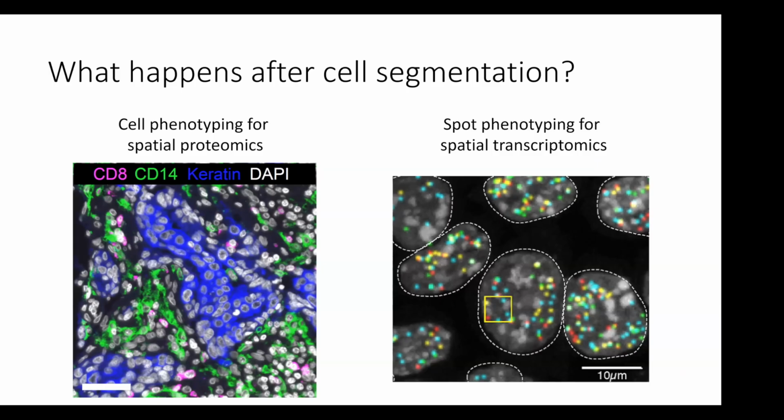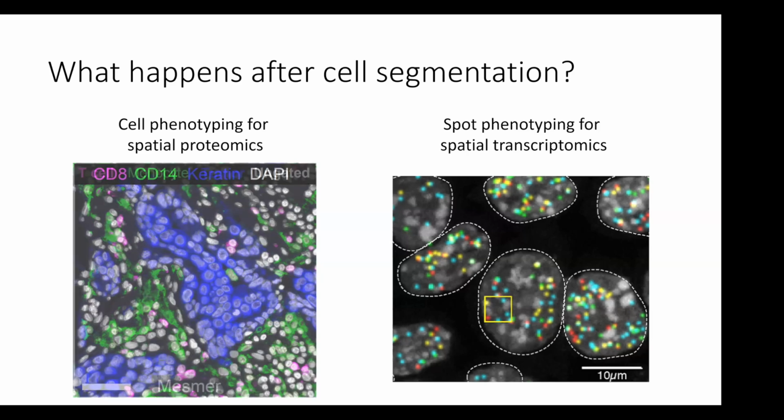So since Mesmer was published, we've been working on the problems that happen after cell segmentation for spatial proteomics. This is cell phenotyping, identifying positive markers and also cell types. And for spatial transcriptomics, this is spot phenotyping: identifying for each individual single molecule spot where they are, and also what genes collections of spots correspond to. We've been working on building AI methods for each of these different problems.